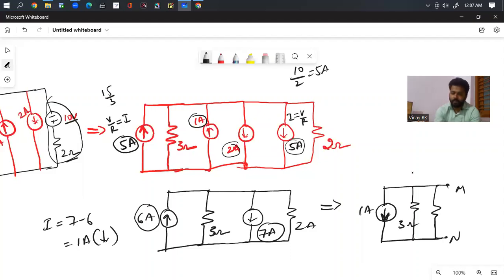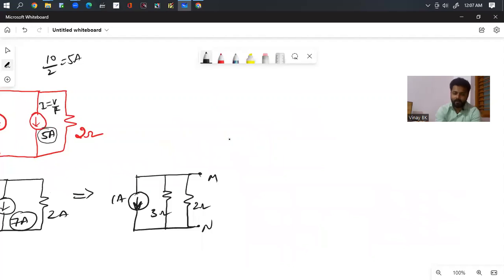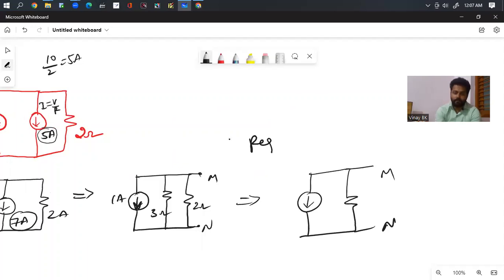3 ohm, 2 ohm. So now it is very simple. Two resistors are connected in parallel, so you can rewrite 1 ampere downward with respect to the equivalent resistance R equivalent across M and N. This R equivalent is given by 3 into 2 divided by 3 plus 2. 6 by 5 is nothing but 1.2 ohms. So 1.2 ohm with respect to 1 ampere.